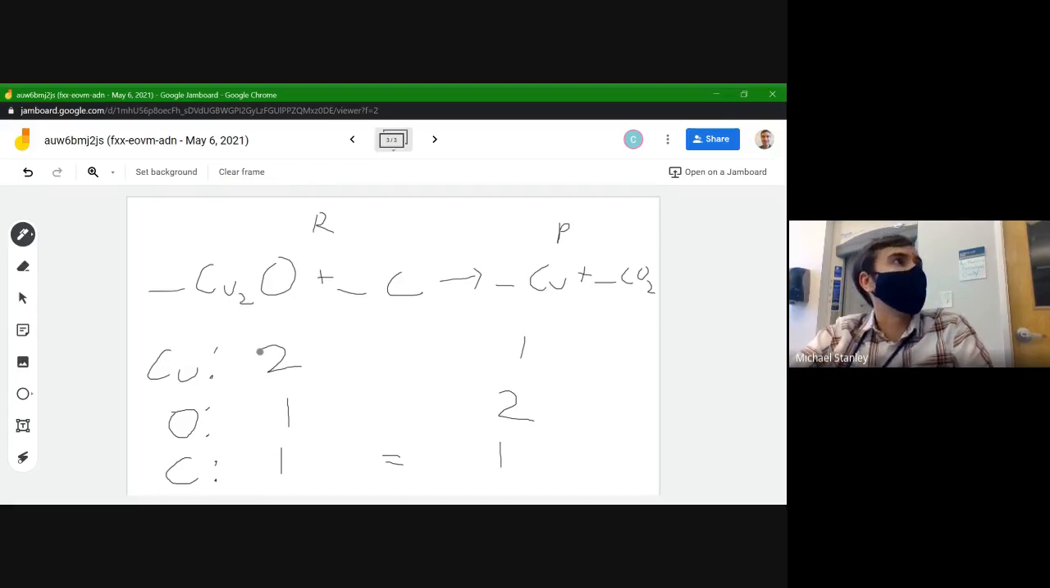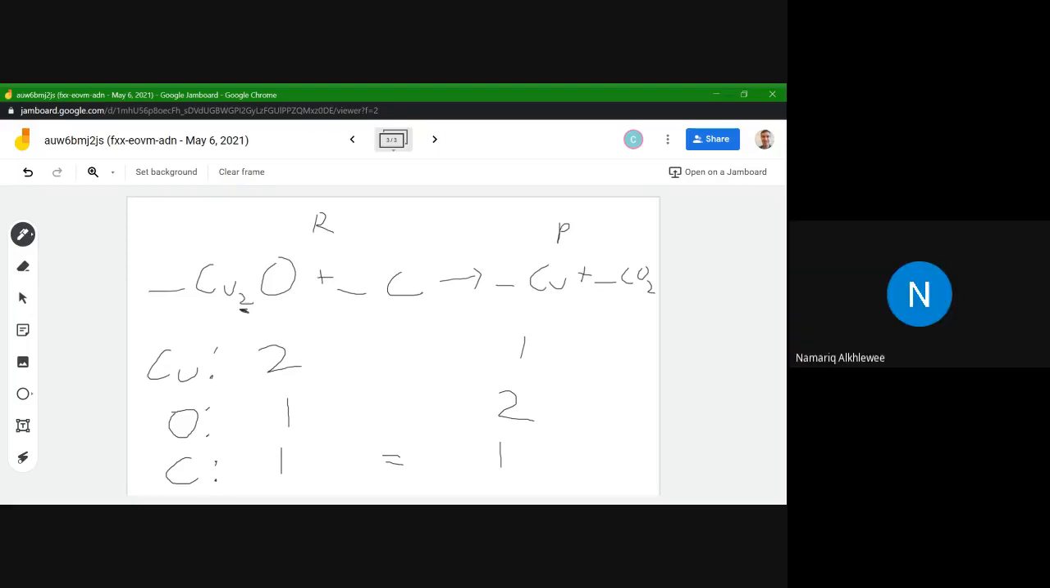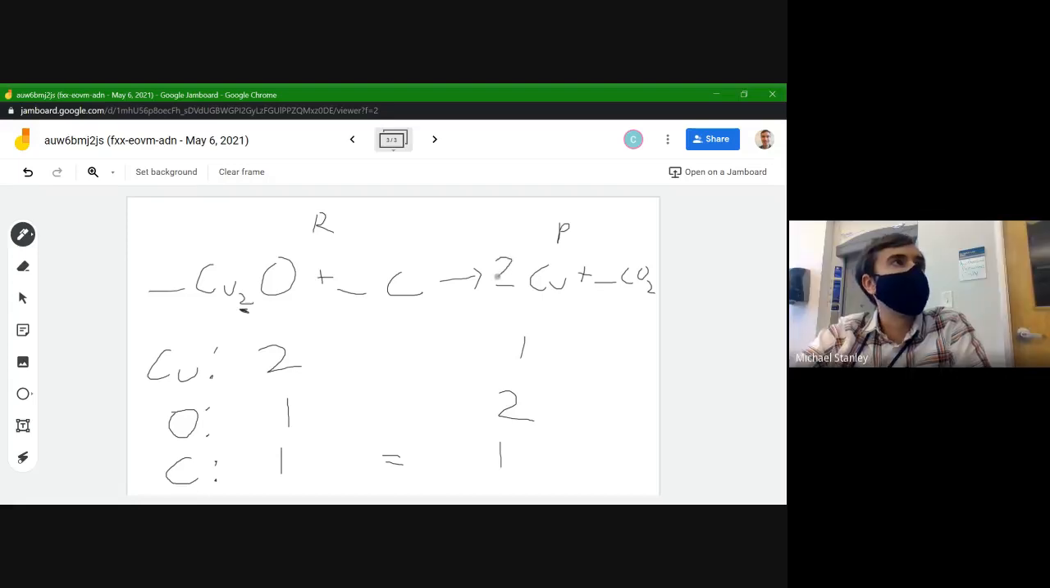So we can't do anything about the 2 on this side because that's a subscript that is written in stone, that is permanent. So what could we do on the product side in order to give us 2 Cus? Put 2 in front of Cu. Exactly. We could put a 2 in front here in the coefficient spot. So 2 Cu gives us 2 Cus, not 1 Cu. And so now we have 2 and 2. So our Cus are balanced. Neat, cool, awesome, good work.